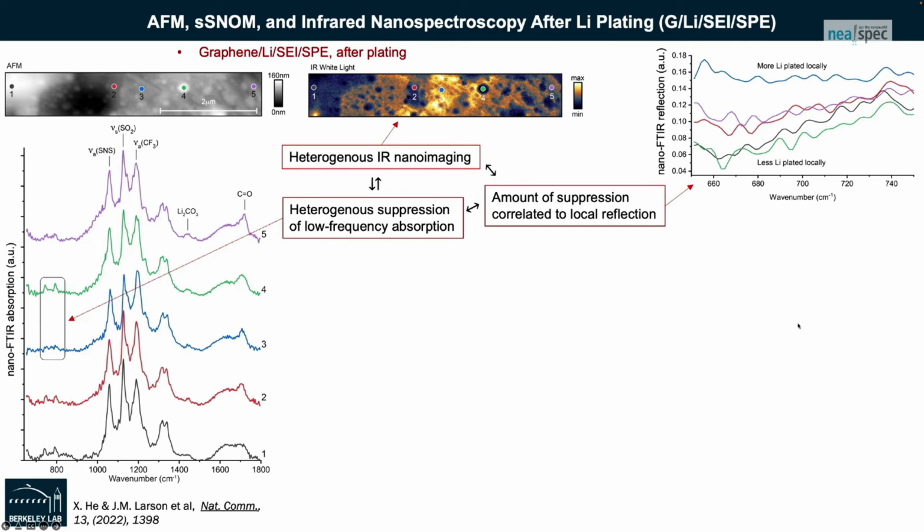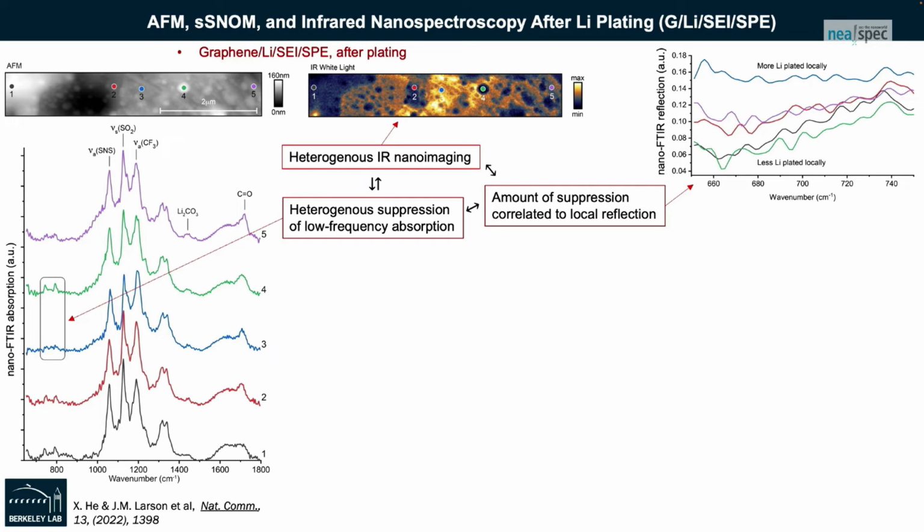But the point is that we were able to quantitatively connect that the intrinsic heterogeneities within the solid polymer electrolyte at roughly 100 nanometer separations give rise to this inhomogeneous lithium plating on a similar spatial scale.